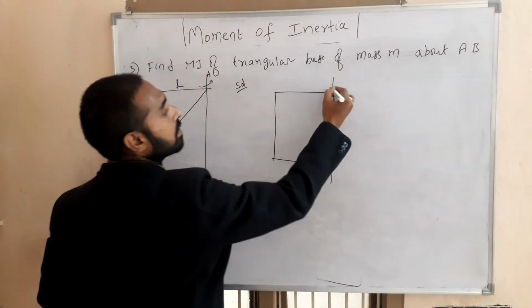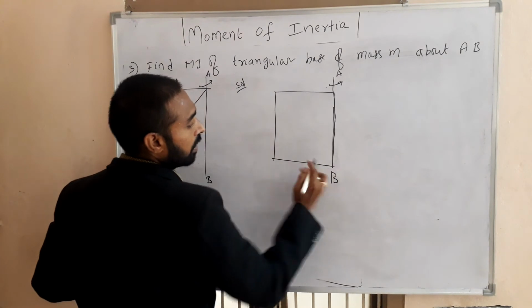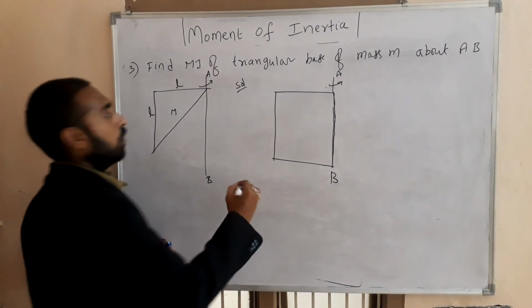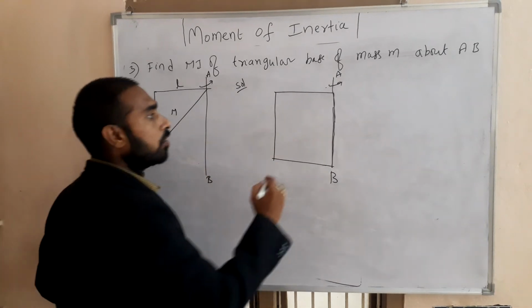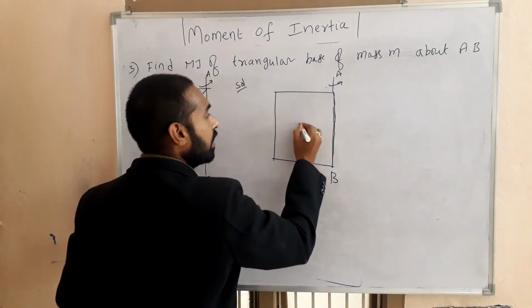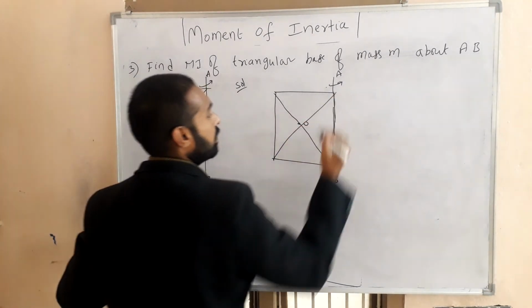You can just take as axis AB. I would like to take out some portion. This is one of the diagonal. This is the center of the square. This is one of the diagonal and this is another diagonal.